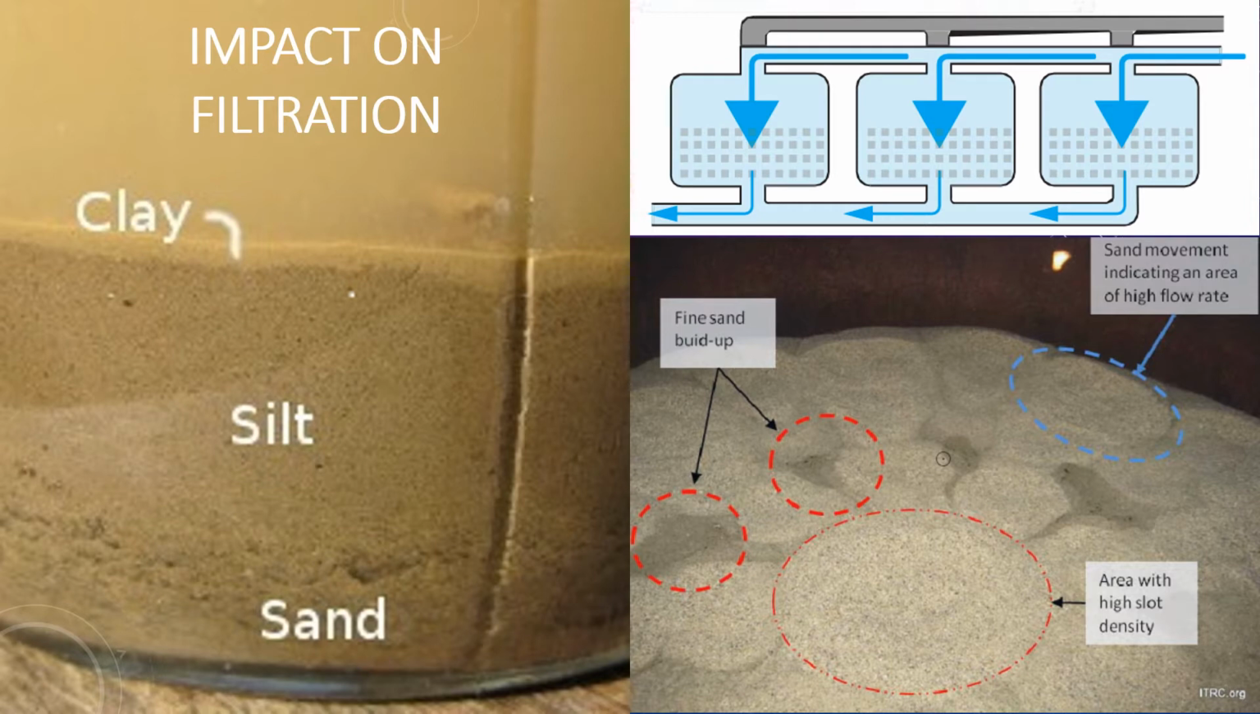So let's look at this in reference to a sand media filter. Typically you bring the water in from above in a manifold. It comes down across the media, goes through the filter media and through the under drain and out to your system. So let's look at this jar test here where we have a sand layer, a silt layer, and a clay layer.